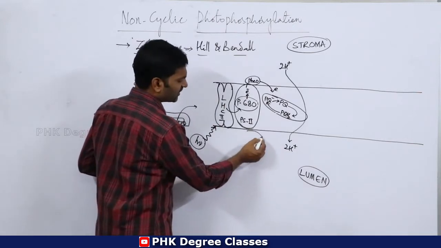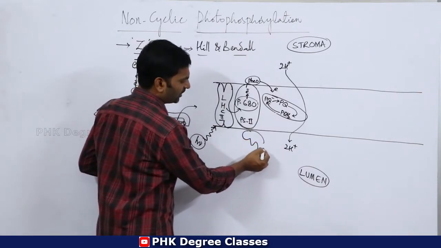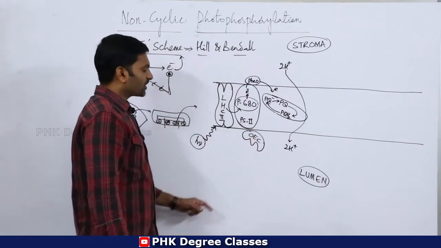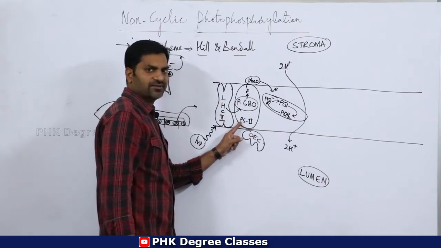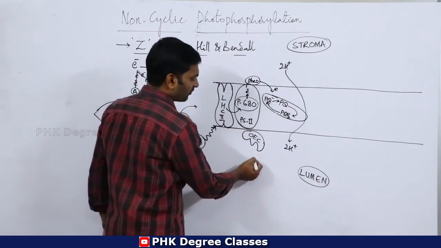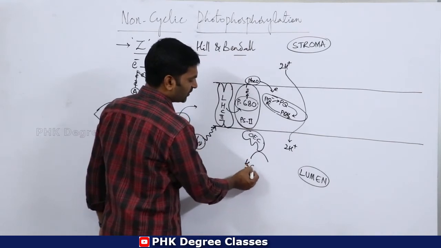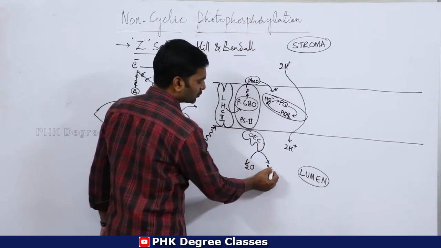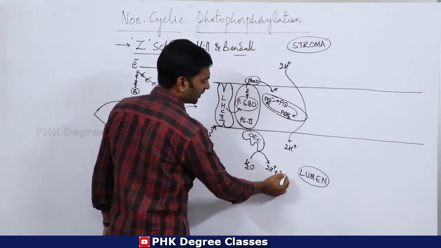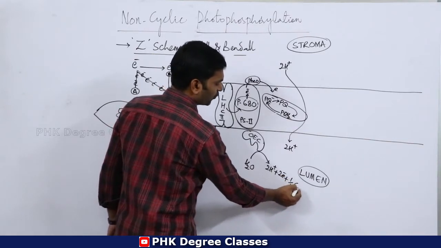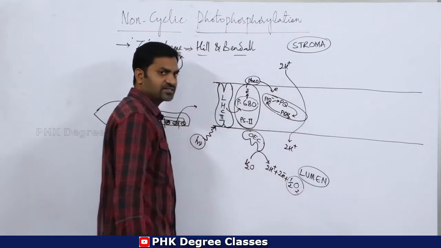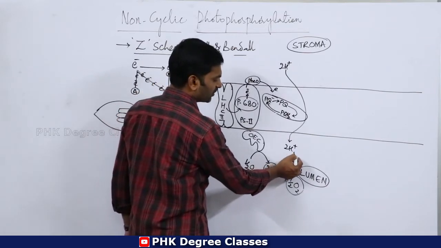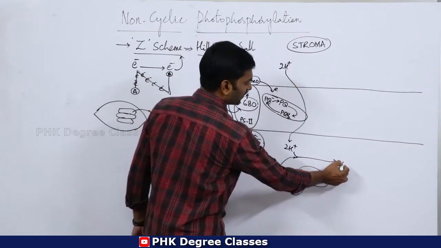And there is a complex called OEC, that is the oxygen evolving complex. The oxygen evolving complex is associated with photosystem 2, where the water molecule is broken down into 2 protons plus 2 electrons plus half O2, means oxygen is formed. These 2 protons combine with the 2 protons, 2 plus 2, 4 protons.